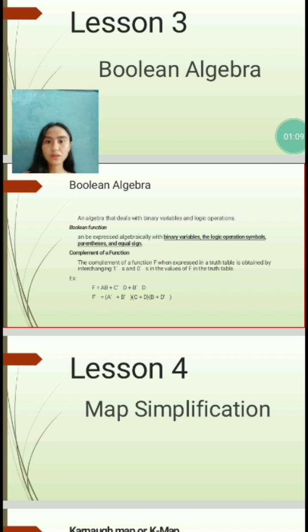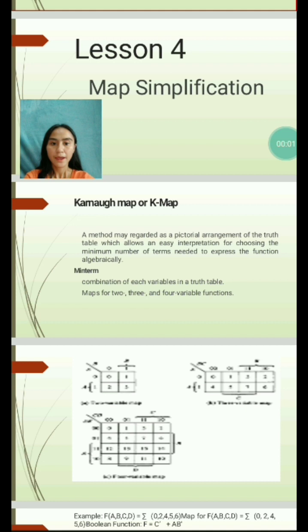So this is lesson 3. It's all about Boolean algebra. And lesson 4 is all about map simplification. Karnaugh map, or K-map, is a method that may be regarded as a pictorial arrangement of the truth table, which allows an easy interpretation for choosing the minimum number of terms needed to express the function algebraically. Minterm, a combination of each variable in a truth table. Maps for 2, 3 and 4 variable functions.